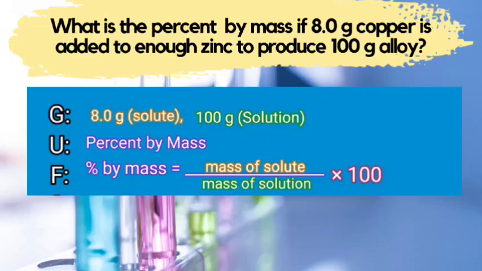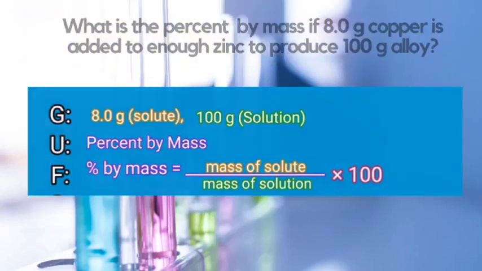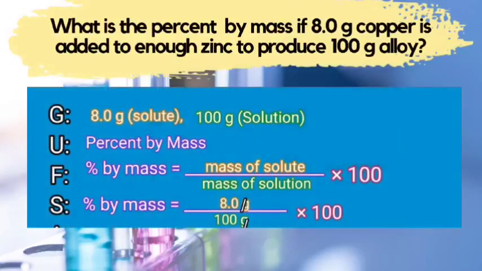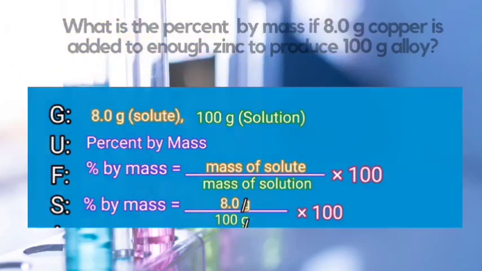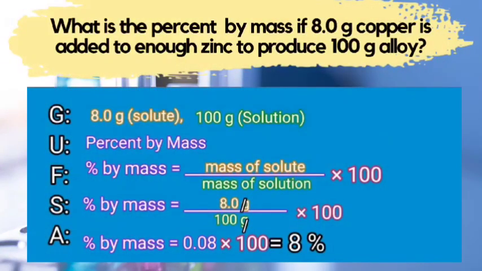So here's the solution. Percent by mass equals 8 grams, which is the mass of solute, and 100 grams, which is the mass of solution, multiplied by 100. So, let us solve. 8.0 grams all over 100 grams will be 0.08 multiplied by 100, and it is 8%. So the percent by mass if 8 grams of copper is added to enough zinc to produce 100 gram iron will be 8%.